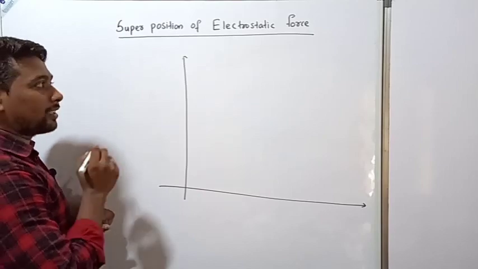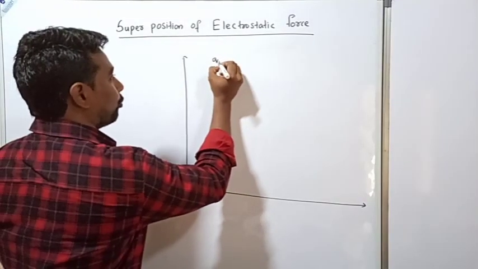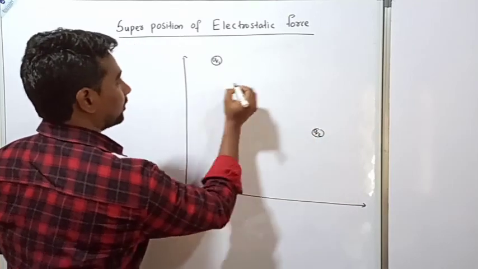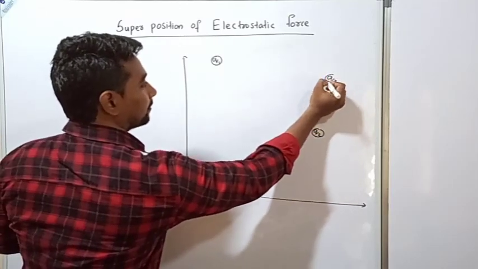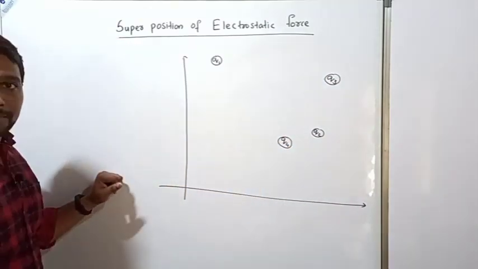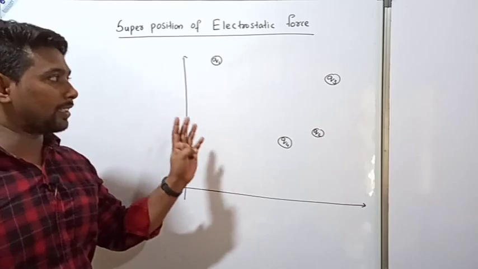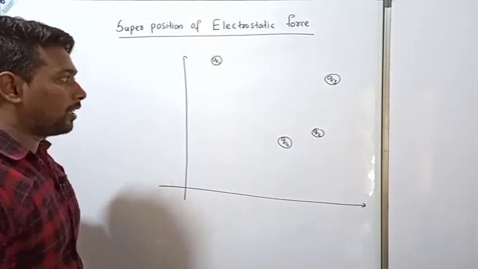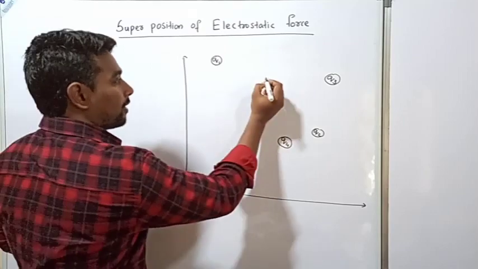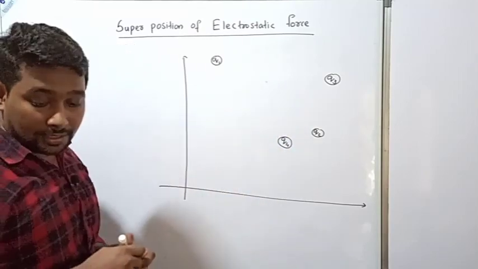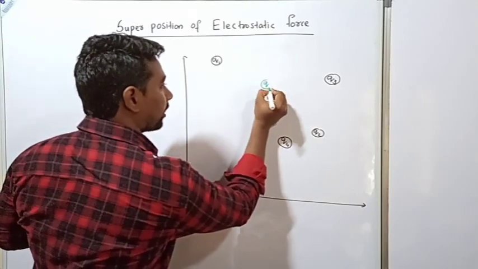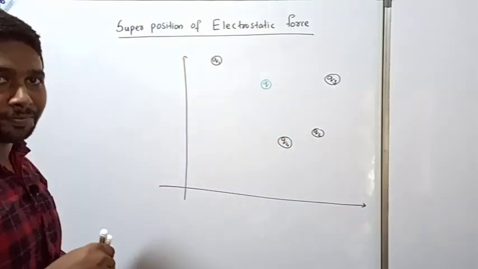Okay, let's consider charges q1, q2, q3, q4, etc. There are n number of charges. And also we are considering another charge q, which is here.